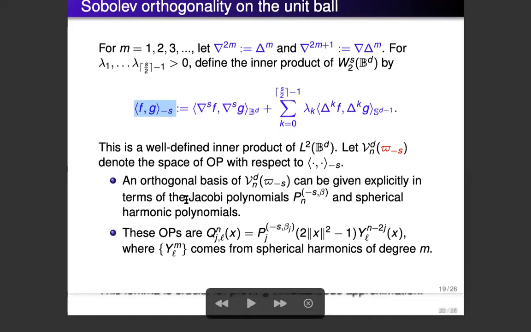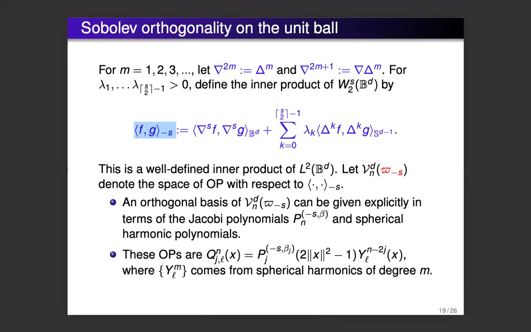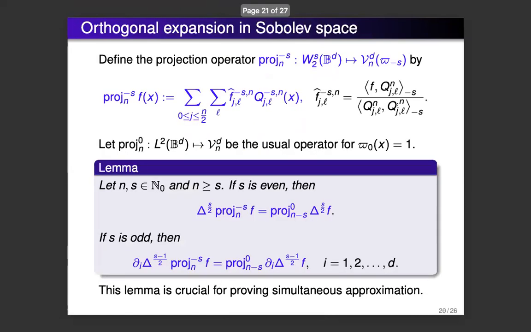I'm not going to bore you with the details of how to construct the basis. I'm just going to say we can construct an orthogonal basis explicitly in terms of Jacobi polynomials and spherical harmonics. For the Jacobi polynomial you have a negative s, but you can verify they can be defined properly. Then the orthogonal polynomial is of this form, where this is the Jacobi polynomial and y is simply the spherical harmonics.